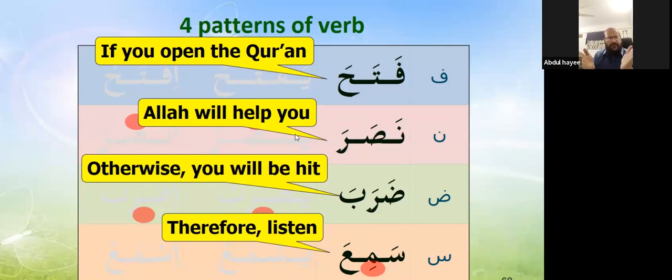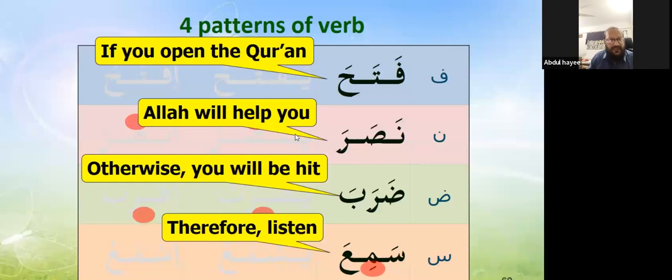Open the Quran means Fataha. Allah will help me, Nasara. Otherwise, you will hit, Daraba. Therefore, listen. This sentence leads you to the verb. If you open the Quran, Fataha means open. Allah will help me, Nasara, so Nasara is the verb. Otherwise, you will hit is Daraba, meaning hitting. So the verb Daraba comes.